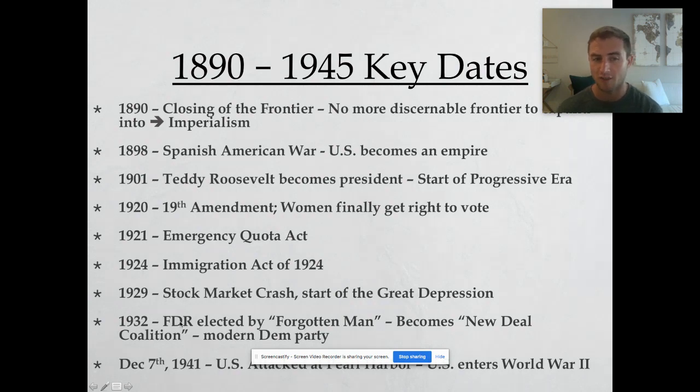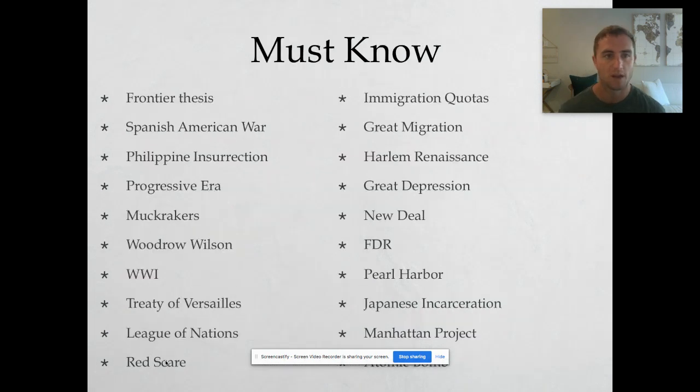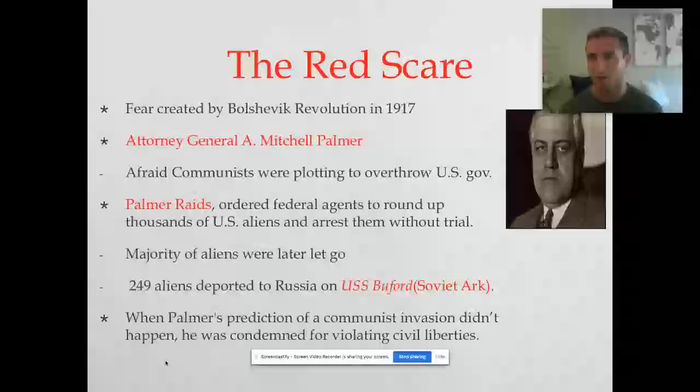FDR shifting the Democratic Party to what it is today. And then, of course, December 7th, 1941, a date which will live in infamy. Our must-know terms right here, we will, of course, go over each and every one of these terms. We hit pretty much everything on the left-hand side besides the Red Scare in our last lecture, and we will discuss the Red Scare right away here.